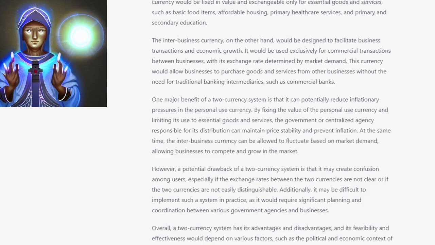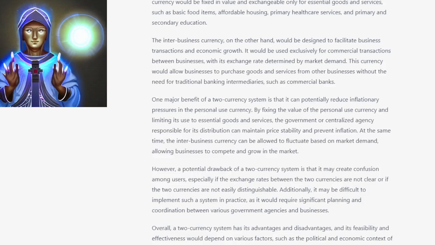One major benefit of a two-currency system is that it can potentially reduce inflationary pressures in the personal use currency. By fixing the value of the personal use currency and limiting its use to essential goods and services, the government or centralized agency responsible for its distribution can maintain price stability and prevent inflation. At the same time, the interbusiness currency can be allowed to fluctuate based on market demand, allowing businesses to compete and grow in the market.